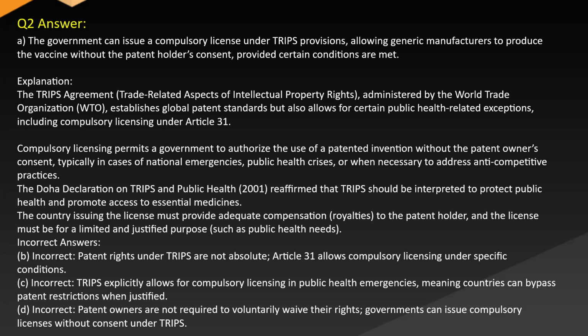Answer A. The government can issue a compulsory license under TRIPS provisions allowing generic manufacturers to produce the vaccine without the patent holder's consent, provided certain conditions are met. Explanation. The TRIPS agreement, Trade-Related Aspects of Intellectual Property Rights, administered by the World Trade Organization (WTO), establishes global patent standards but also allows for certain public health-related exceptions in compulsory licensing under Article 31.